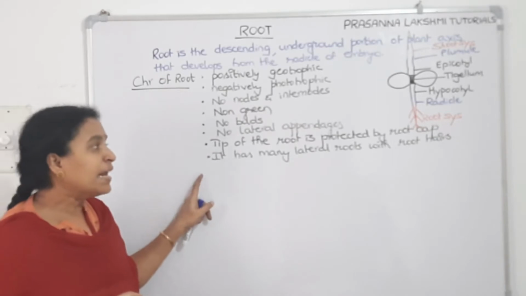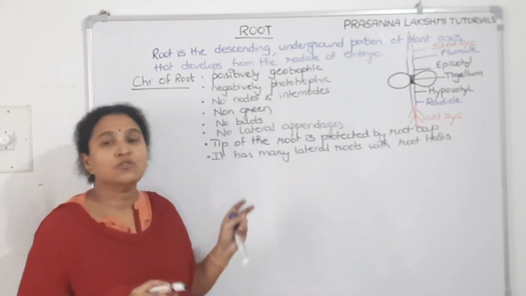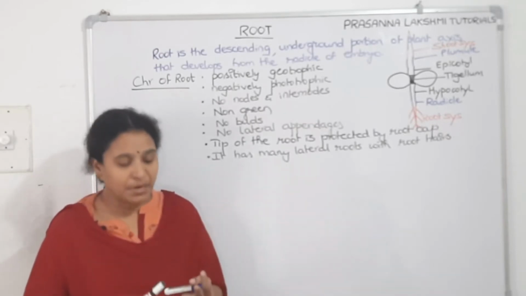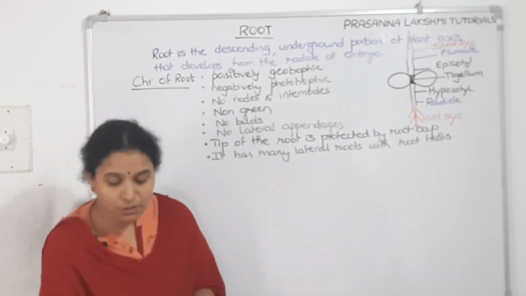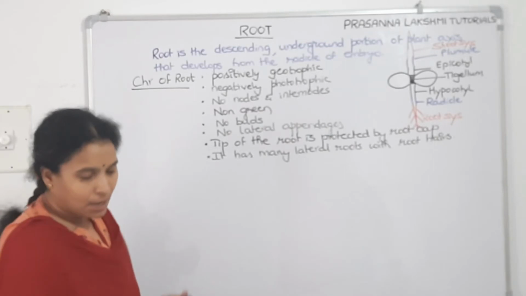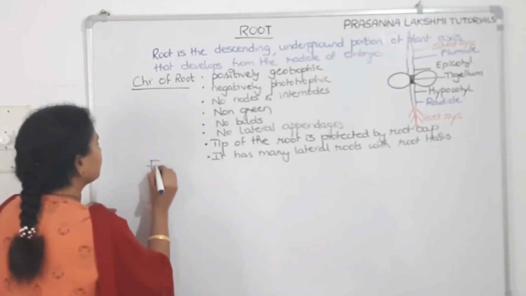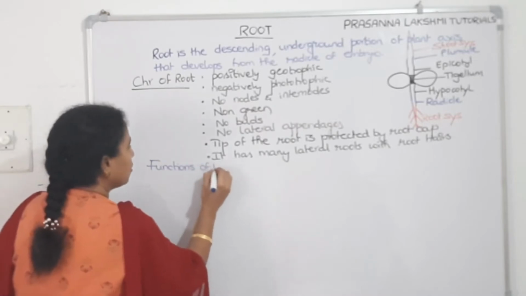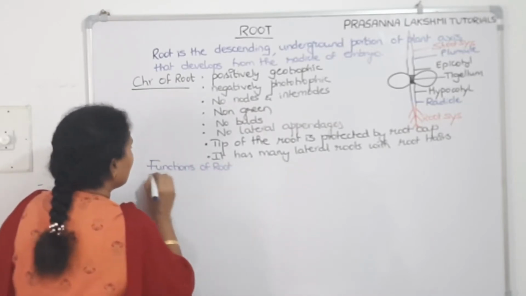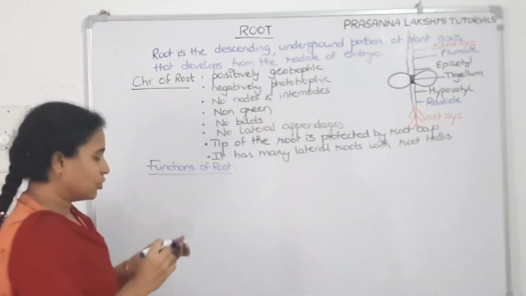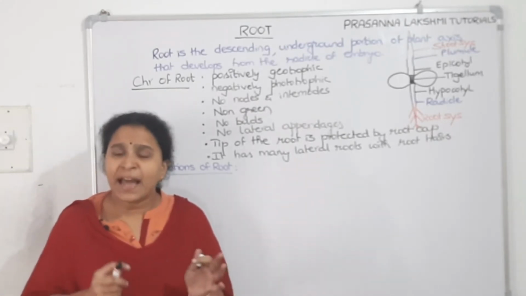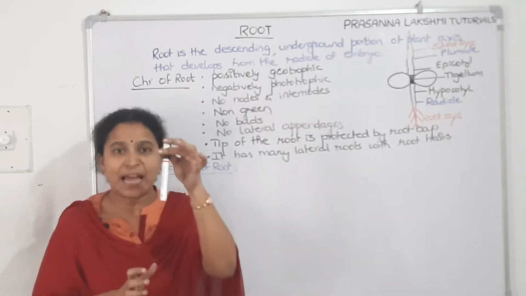And it has many lateral roots, which have root hairs, which will increase the surface area so that it can absorb more water and more minerals. Now coming to the functions of the root, let us quickly list down the functions of the root. Now, what are the functions of the root? The first function of the root is anchorage and giving mechanical strength for the plant to stand erect.